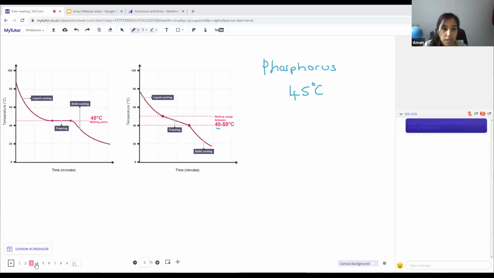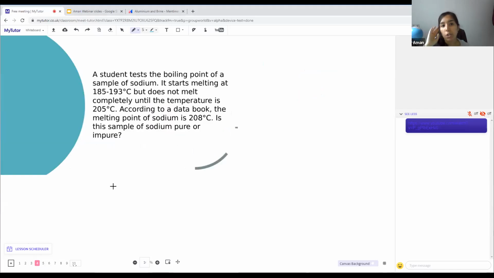Okay, so let's do a typical exam question then. A student tests the boiling point of a sample of sodium. It starts melting at 185 to 193 degrees, but does not melt completely until the temperature is 205 degrees. According to the data book, the melting point of sodium is 208 degrees. Is this sample of sodium pure or impure? What do we think and why?